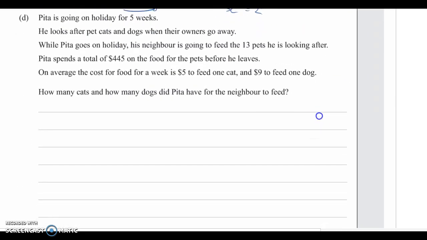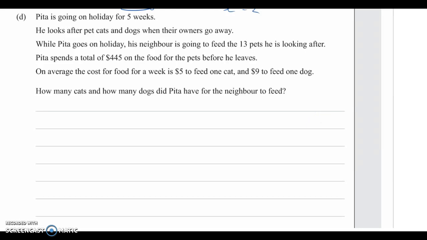Peter is going on holiday for 5 weeks. He looks after pet cats and dogs when their owners go away. While Peter goes on holiday, his neighbor is going to feed the 13 pets that he is not looking after. How rude. Peter spends a total of $445 on the food for the pets before he leaves. On average, the cost of food for 1 week is $5 to feed one cat and $9 to feed one dog. How many dogs and how many cats did Peter have to have for the neighbor to feed?